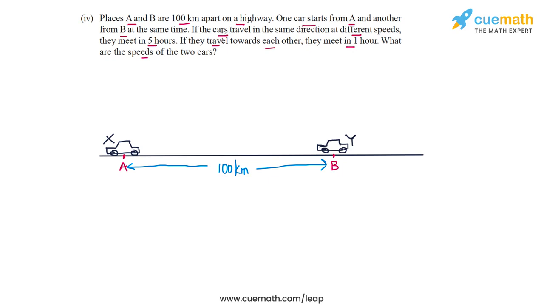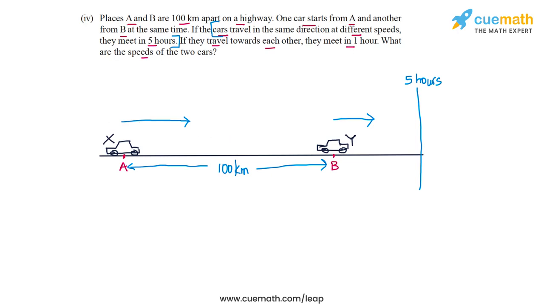So the first piece of information in the question says, if the cars travel in the same direction, they meet in 5 hours. So suppose that both of these cars X and Y travel towards the right like this, then they meet in 5 hours. So they'll meet somewhere to the right of point B. So let's say they meet here in 5 hours. And this will help us form an equation in the unknowns.